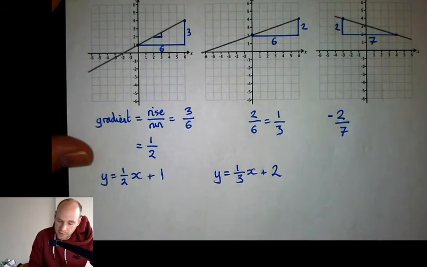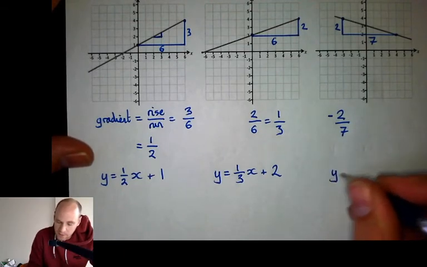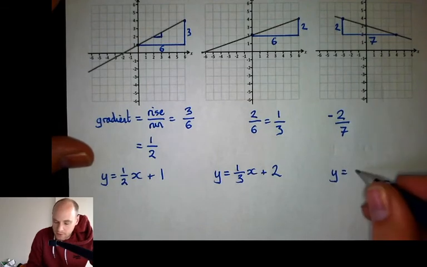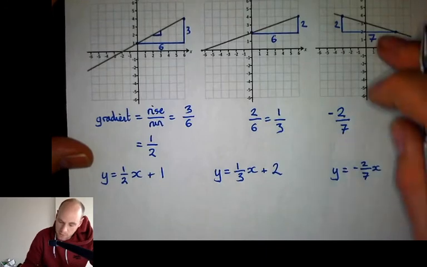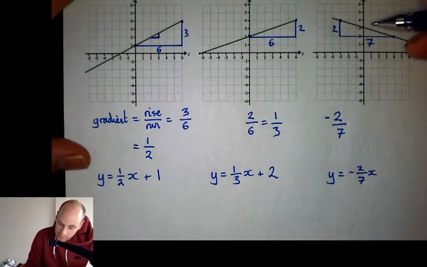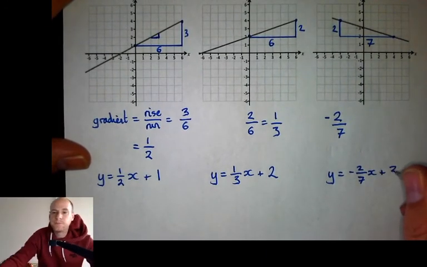And then finally, obviously the most difficult one by a long way, is y equals, right, we've got -2/7, and then we've got an intercept of 3. And then we're done.